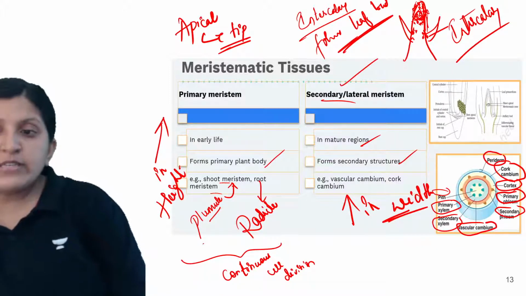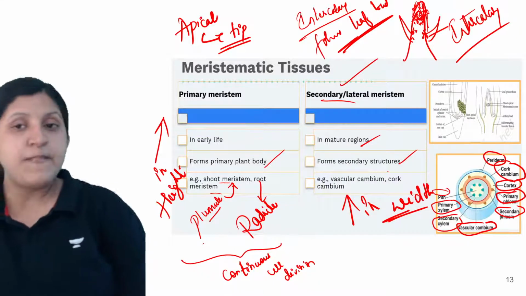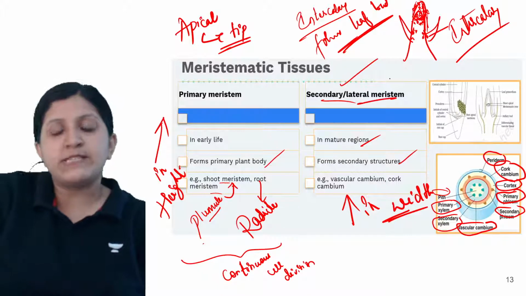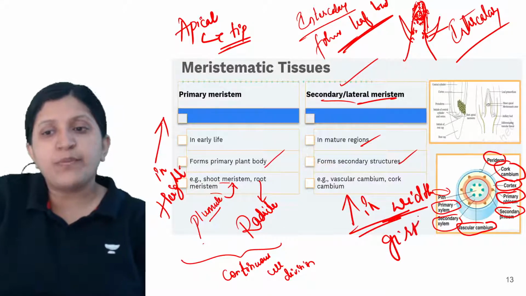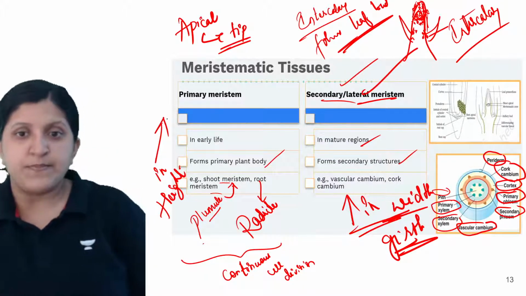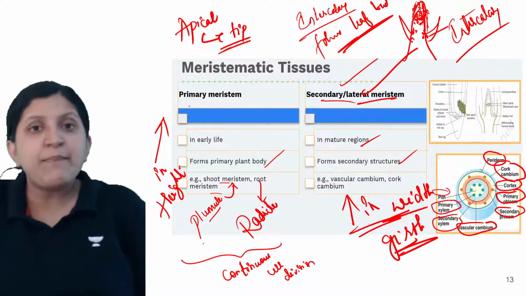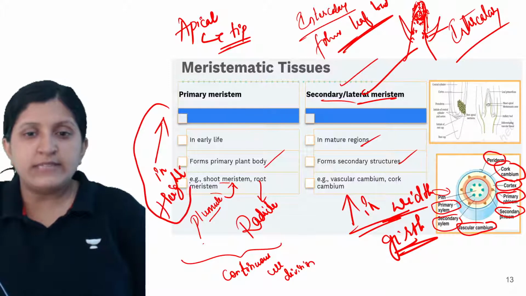So wherever you see the term cambium, what does it indicate? That this is going to increase. Now with respect to lateral meristem, there is increase in width or girth of a plant. That is possible because of the lateral meristem. While the primary meristem, especially the apical meristem, is responsible for increase in height.